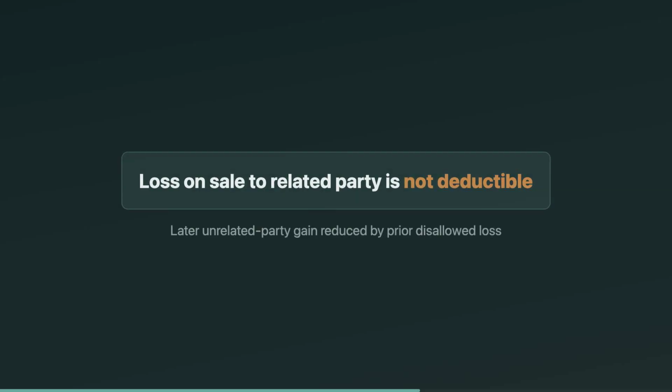Next trap, related party sales. In general, if you sell property at a loss to a related party, the loss is not deductible. Related parties include immediate family, like spouse, siblings, parents, and children. It also includes entities you control, more than 50% ownership, including family attribution. Here's the weird part. If the buyer later sells to an unrelated person at a gain, that gain is recognized only to the extent it exceeds the previously disallowed loss.